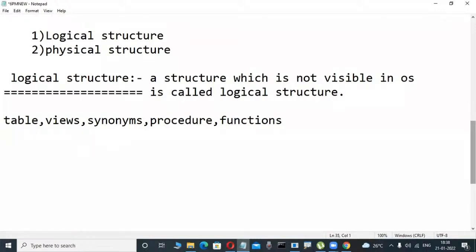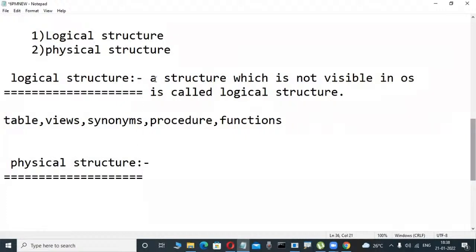Now observe it here. What is physical structure? Don't write it. Now check it out. Just roughly observe it here. Physical structure is there. Now just for the idea, what does physical structure mean? It is the opposite of the logical one.